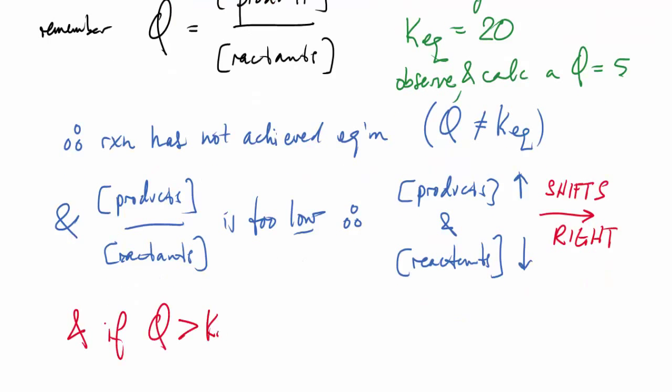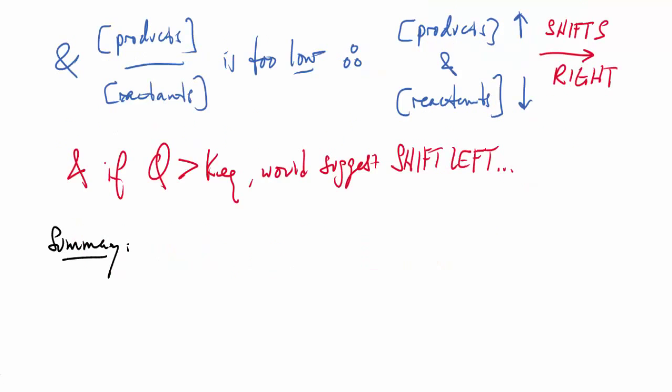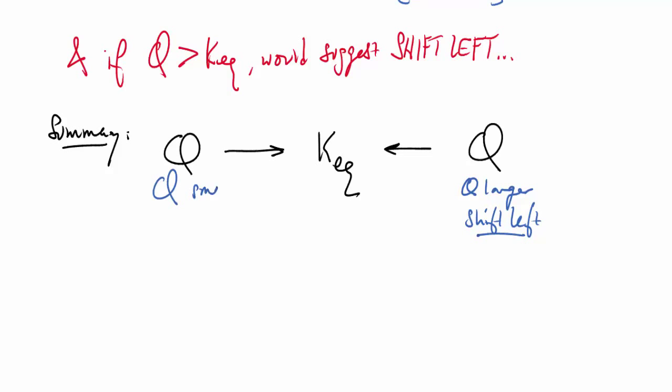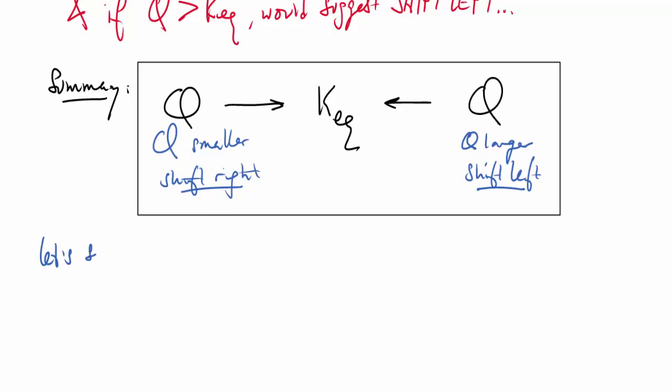So the idea there is if Q is greater than KQ, of course that would suggest a shift to the left. Let's summarize that then. If we know what the KQ is for a system and Q is larger than it, the reaction will shift left to meet equilibrium. So if Q is larger, it will shift to the left. And if Q is smaller than KQ, the system will shift to the right. This is worth remembering. Now let's see an example.